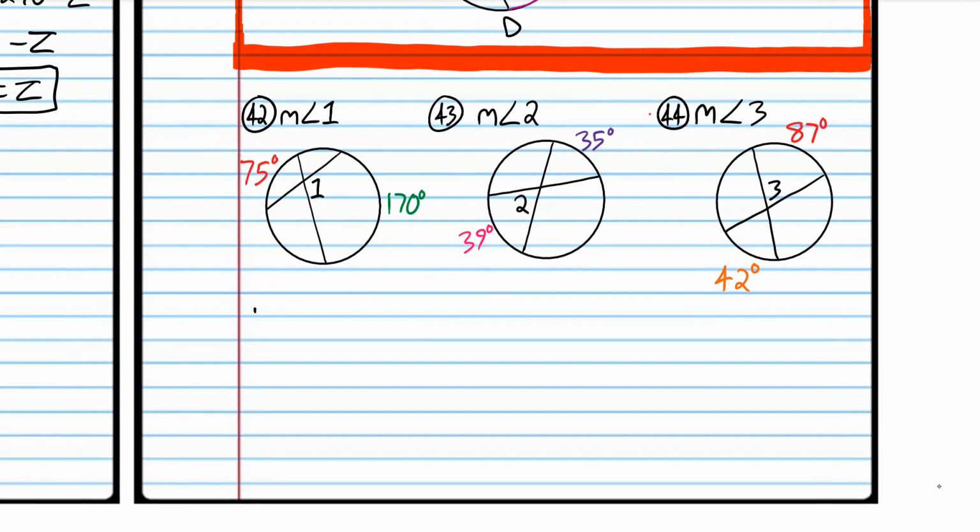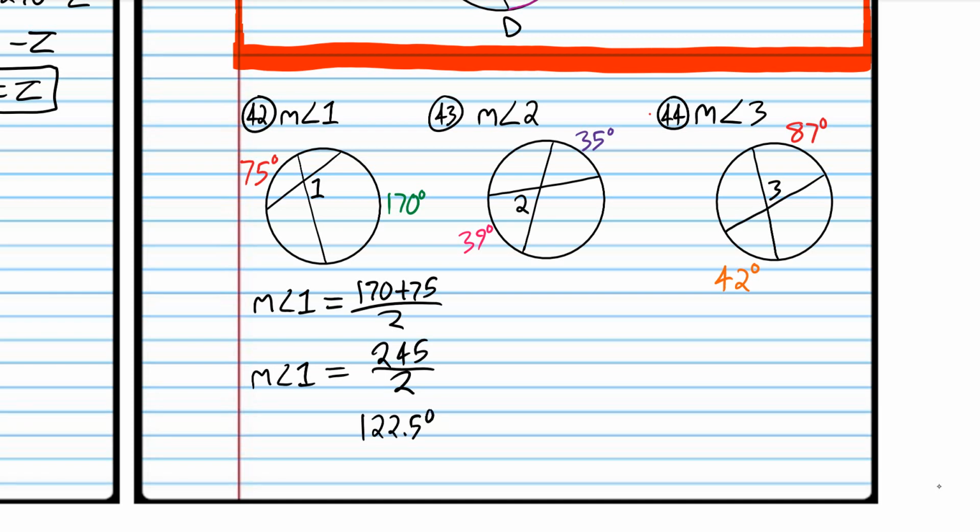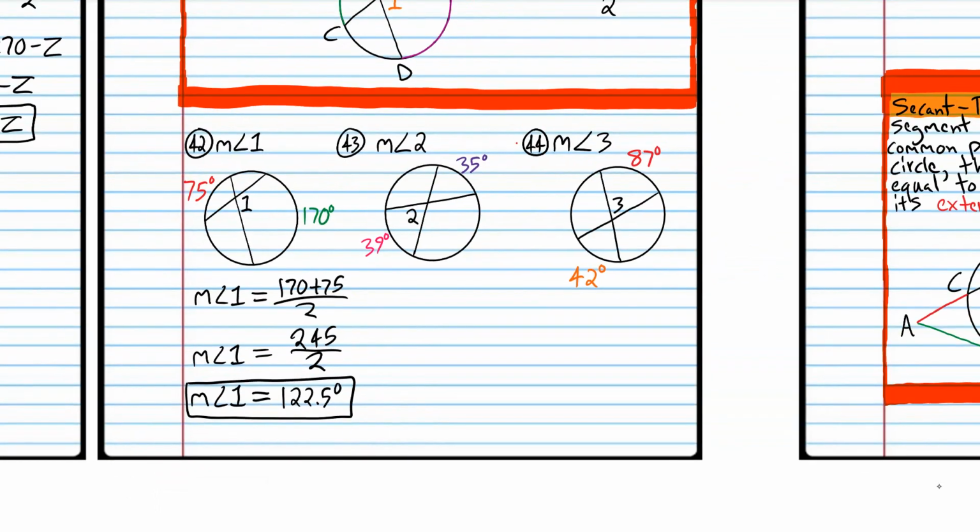So the measure of angle 1 is equal to 170 plus 75 divided by 2, and we just have to crunch the numbers, and that'll be the answer. So 170 plus 75 is equal to 245, and just divide that by 2, and we get 122.5 degrees. So you don't really have to show this intermediate step. I'm just doing that to be absolutely sure that students will know what is going on here.